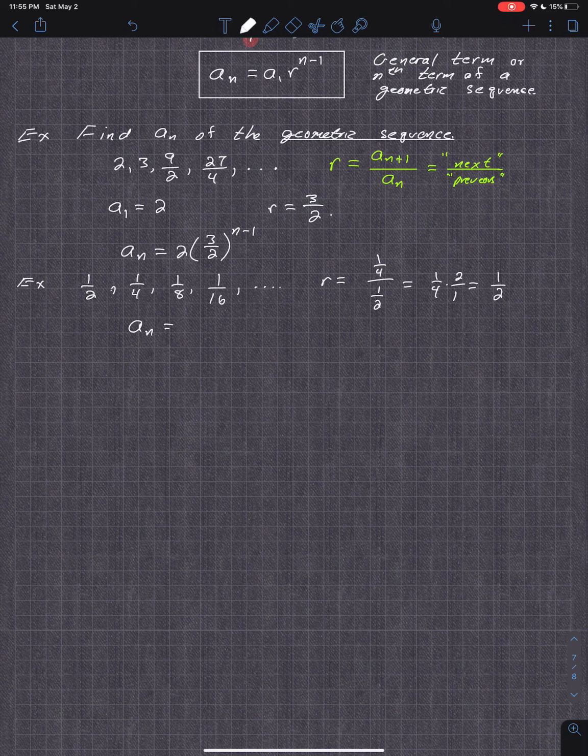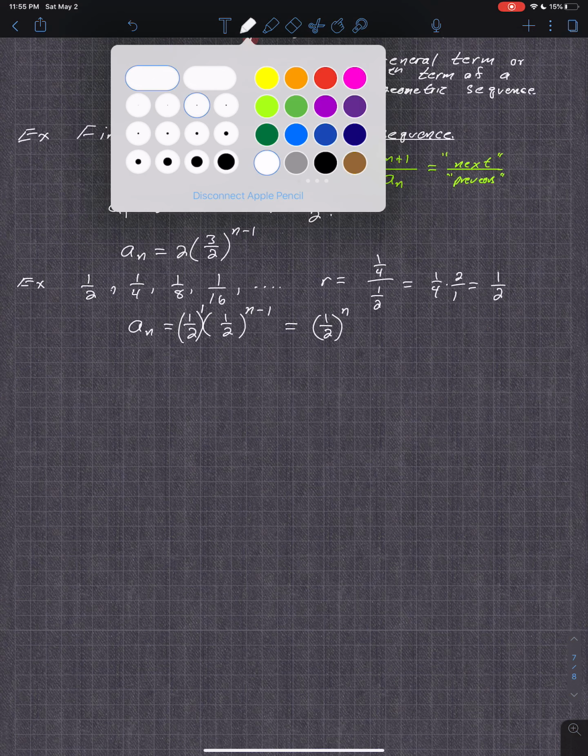A sub n is 1/2 times 1/2, because that's R, raised to the n minus 1. But you have 1/2 to the first power, so it's like this. This is to the first, so you add those exponents, and so you get 1/2 to the n. So it's kind of like something like this.